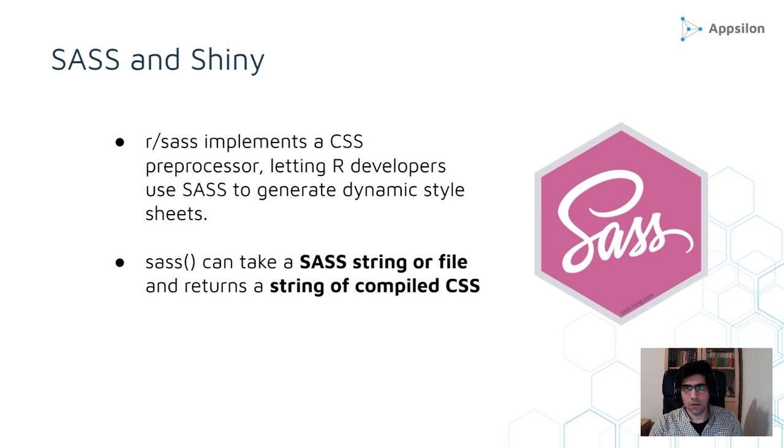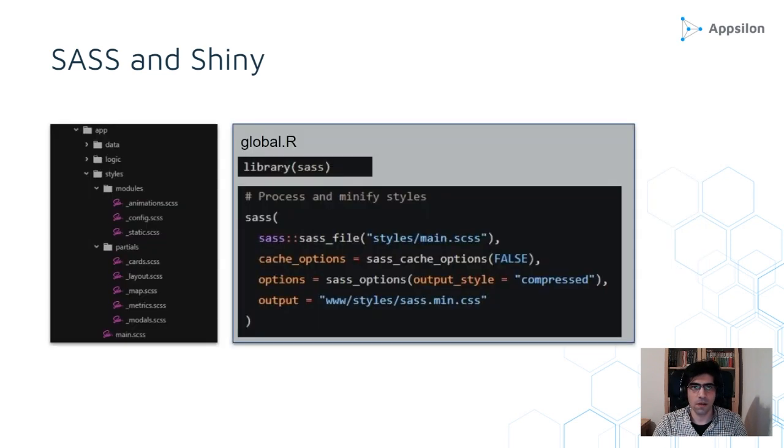When it comes to SASS, so how can you actually use SASS with Shiny? RStudio actually has its own rsass library that lets you use a lot of the functionalities from SASS directly in Shiny. So in this case, they have a big sass function that can take either a SASS string or a full file and will compile that SASS version of the styles into a minified CSS file that you can then add to your Shiny application.